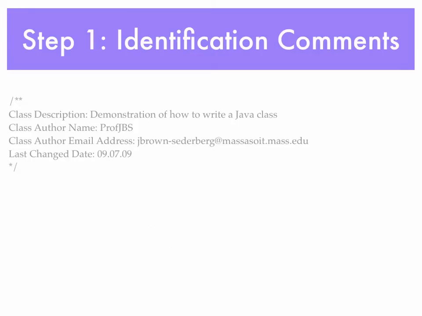We begin by writing identification comments that provide to the user a description of the class, the name of the class author, the email of the class author, and the date the class was last changed. You'll note that these comments are written using the Javadoc form and will be available to the user of this class when this class is processed using the Javadoc command.